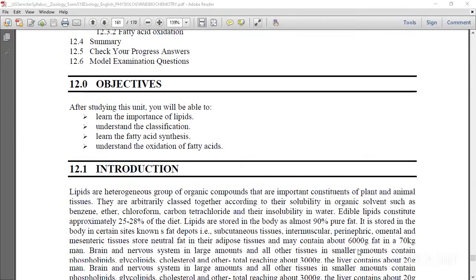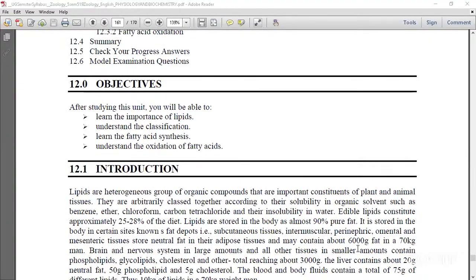When coming to the lipids, as everyone knows, lipids are a heterogeneous group of organic compounds that are important constituents of plant and animal tissues. They are a group of biological molecules, characterized by their solubility in organic solvents such as benzene, ether, chloroform, and carbon tetrachloride, CCl4, and their insolubility in water. Definitely, most fats are insoluble in water.